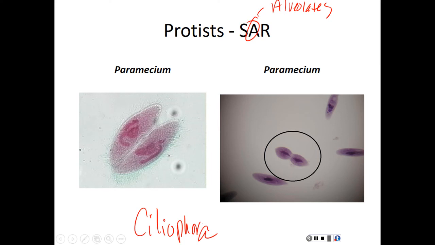So the phylum Ciliophora includes this organism, Paramecium. One of the things it gets its name from are these fine projections called cilia, which are kind of hard to see. Other features that are really prominent in Paramecium are those really distinct macronuclei.